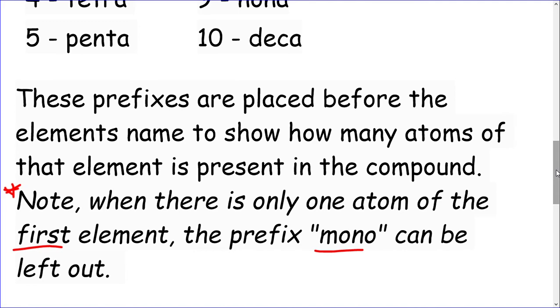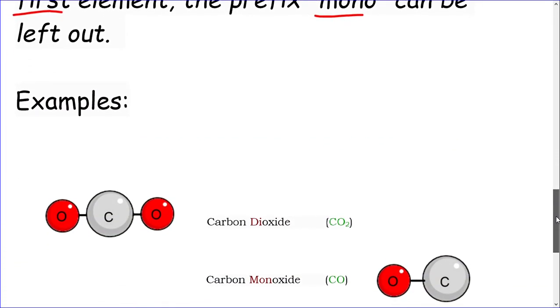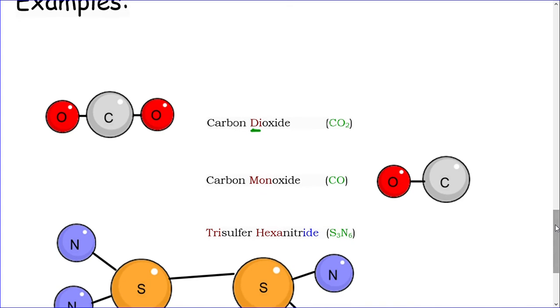So let's take a look at what these can look like. Here are some examples. We have carbon. There's a single carbon, so notice that the mono is left out. And then there are 2 oxygens, which is why we see the di prefix. Or if we have a single carbon, again the mono is left out, but then the oxygen needs mono because it's the second element. So we see mono there.